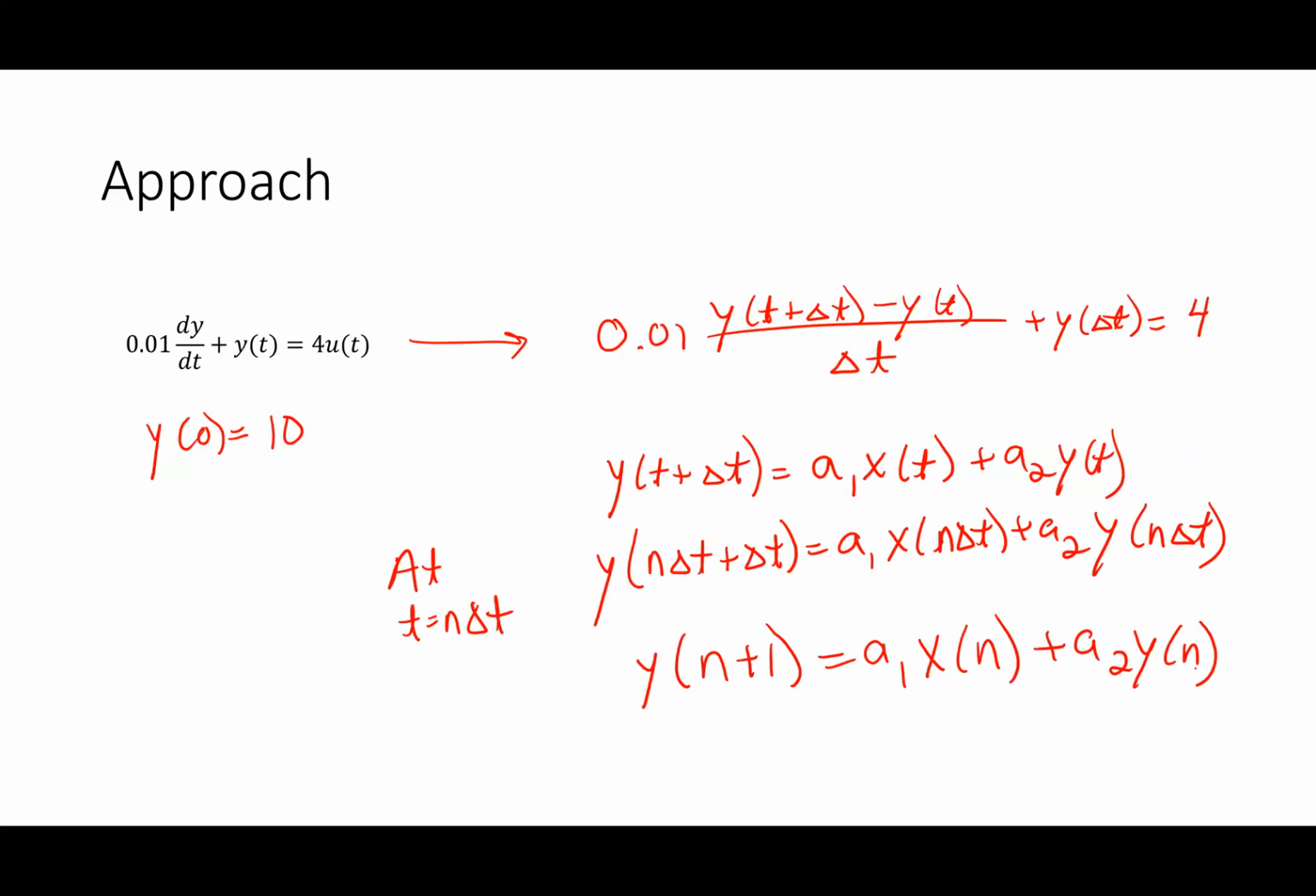Now, how can I code that up? How could I write that in code? Do a for loop, right? So what's the one thing here that I haven't told you? I've told you this tau value was 0.01. I told you my input was the number 4. I gave you an initial condition. What did I not give you?